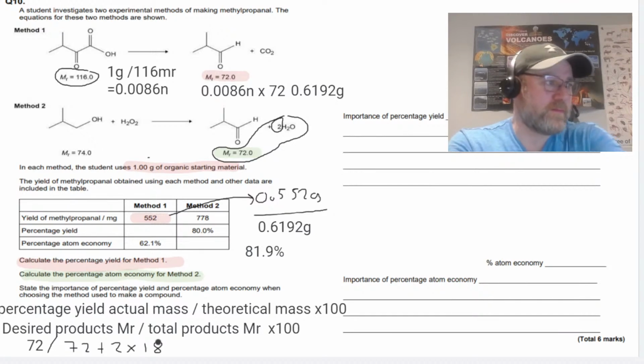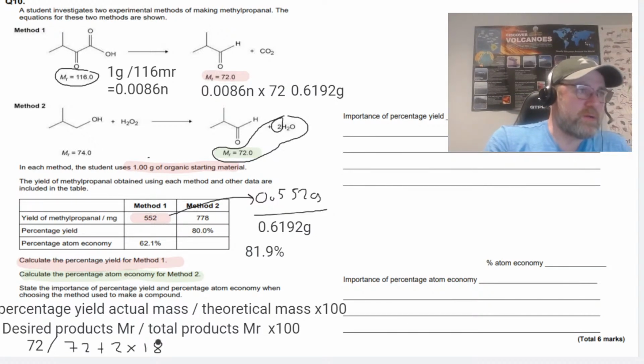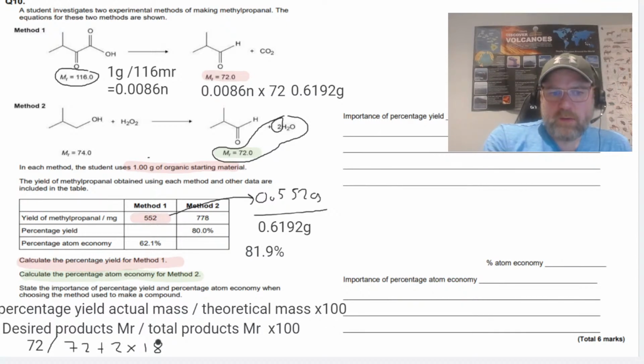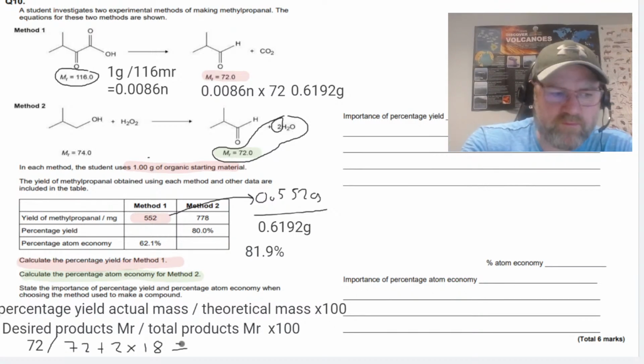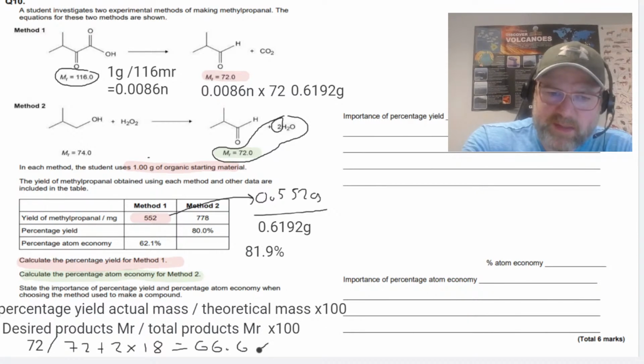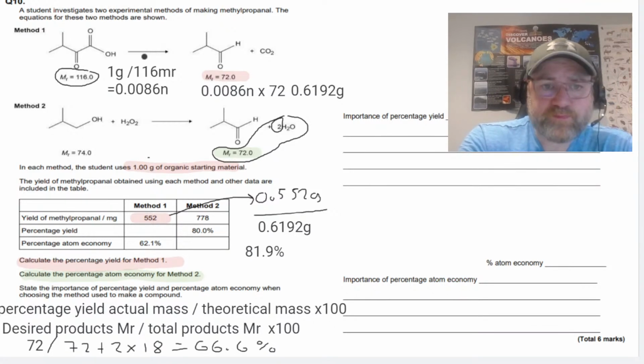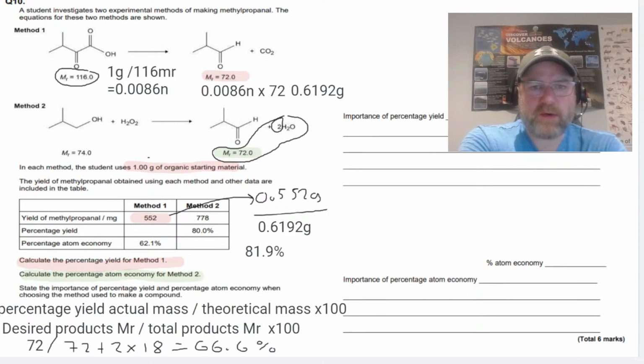So we should go 72 divided by, what is 2 times 18? That's 36, plus 72 is 108, so times 100 and we get 66.6% recurring or whatever. So 66.6%, and that's the second part of that question. So awesome. Right, let's move on. Let's do some other questions and crack through. So hopefully that helps you out.